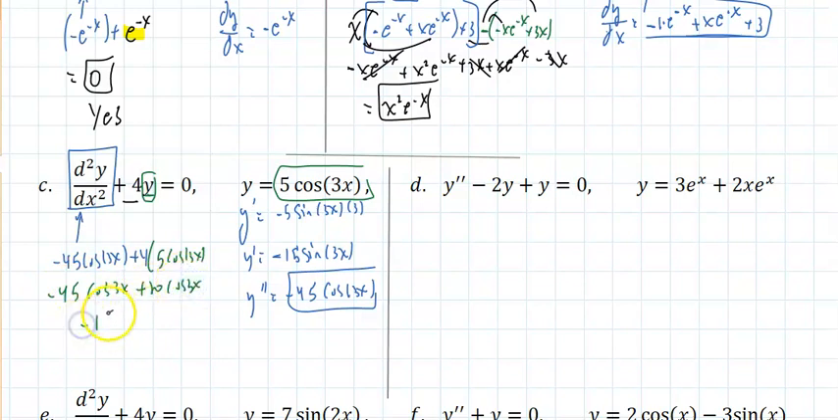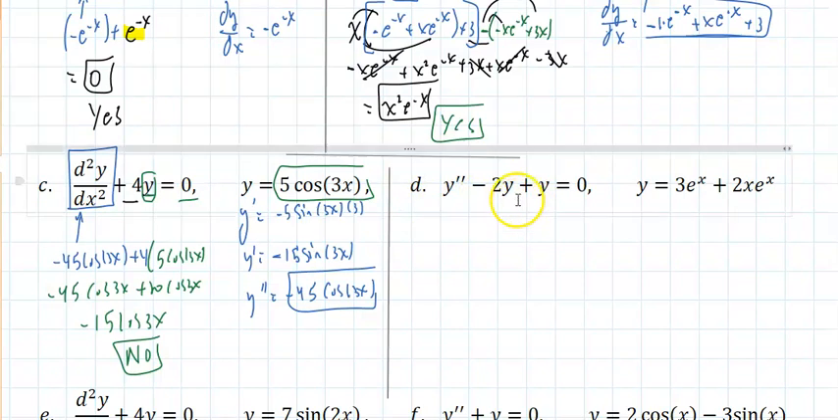I will get negative 15 the cosine of 3x. So that doesn't equal 0. This is not a solution. This is, so it's asking, check if it is a solution or not. This is not a solution. How about part D? Well, same deal.